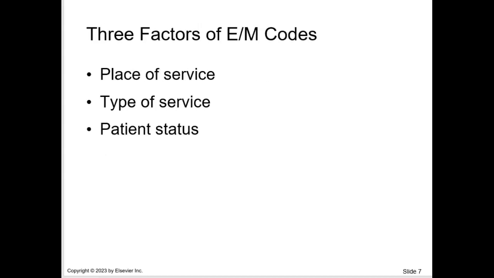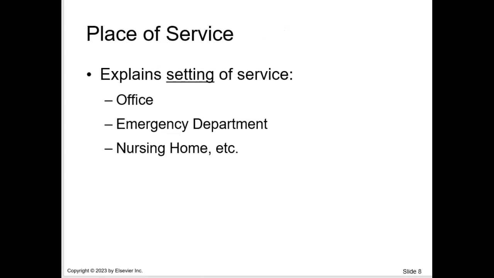All right, so let's go ahead with the 3 factors of E&M coding. We have place of service, type of service, and patient status. Let's start with place of service. This explains the setting of service. So in the office, patient comes into the office, patient comes into the emergency department, patient is in the nursing home, and the doctor comes to the nursing home to see the patient. Those are the different settings.